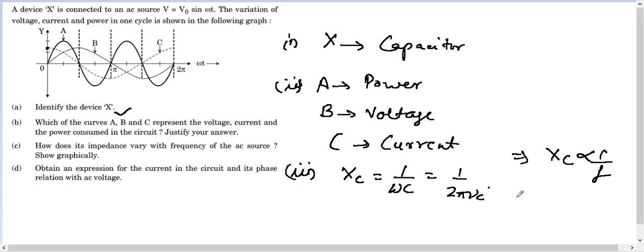So if we draw the graph between XC and frequency, it is going to have an inverse relationship and it is going to be something like this. Inverse graph is always the standard graph. So let's take this as the y-axis and let's take this as the frequency, which is the x-axis.